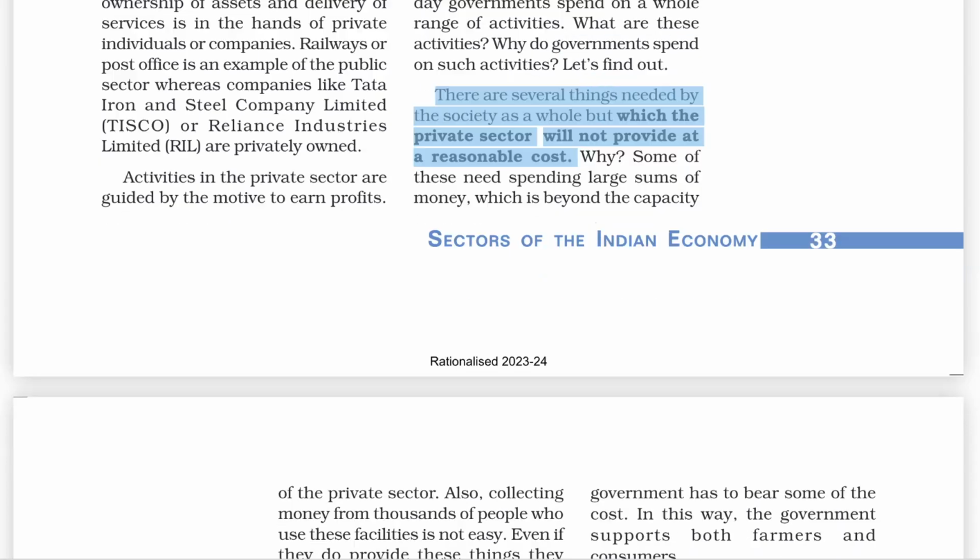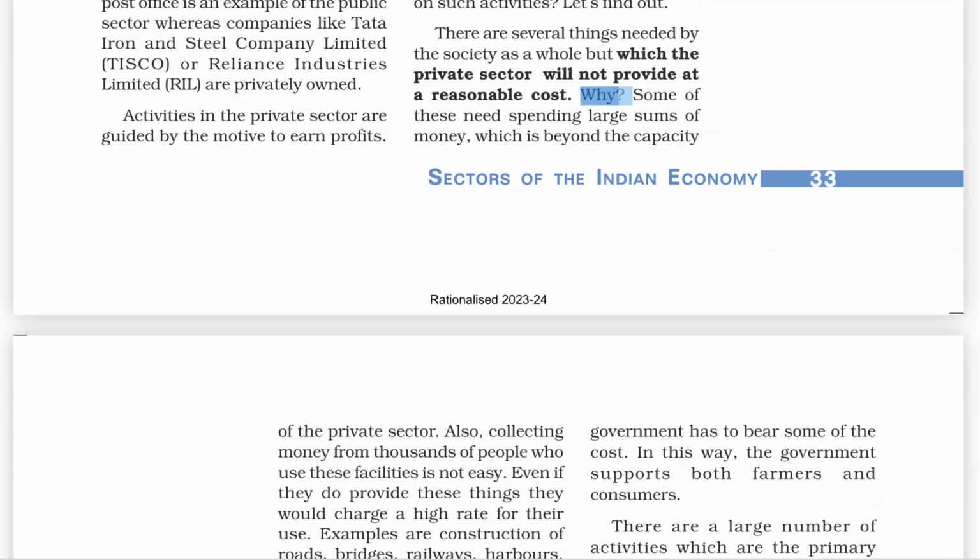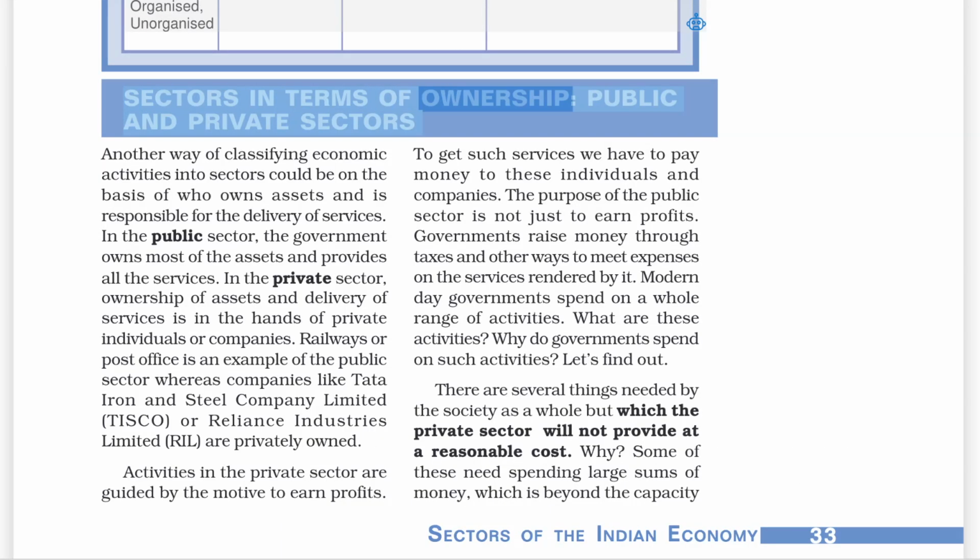Let's find out. There are several things needed by the society as a whole but which the private sector will not provide at a reasonable cost. Why? Some of these need spending large sums of money, which is beyond the capacity of the private sector. Sectors in terms of ownership: public and private sectors.